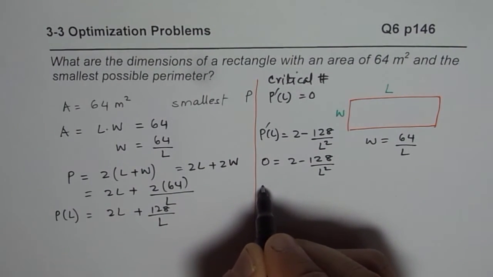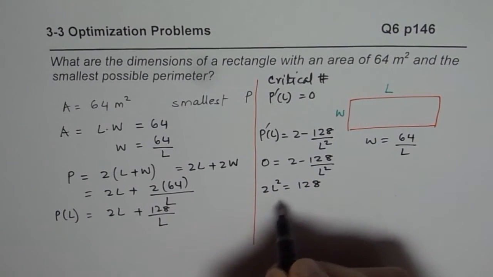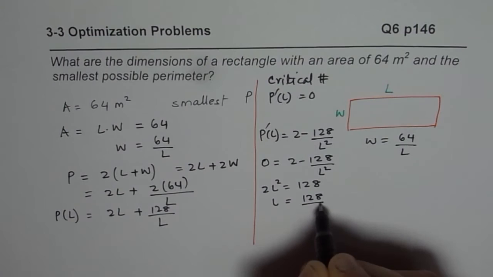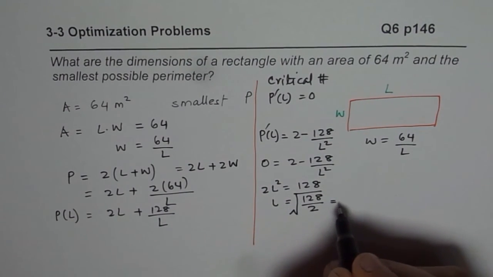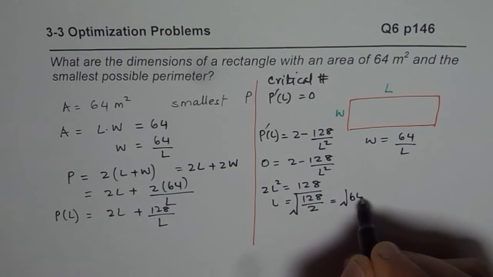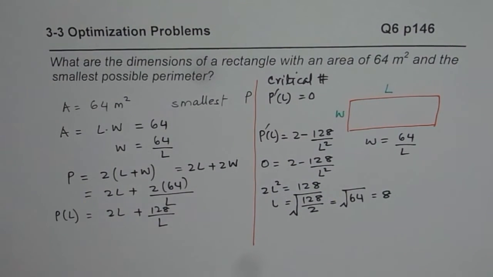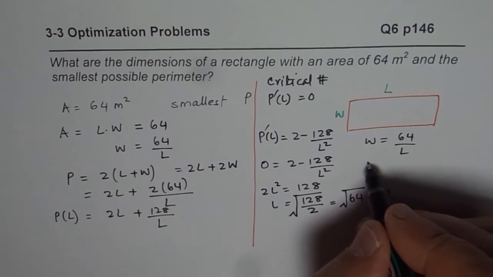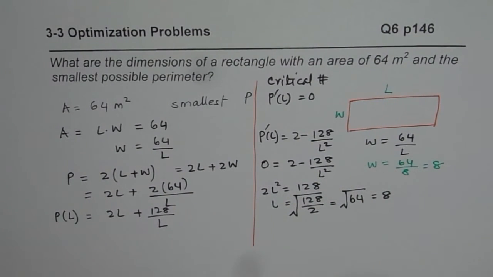That means 2 times L square is equal to 128, or L is equal to the square root of 128 divided by 2, right? So that gives you the square root of 64, correct? And that is indeed 8. So length is 8 for us, and if length is 8, we can calculate the width also. Width is equal to 64 over 8, which is also 8, right?